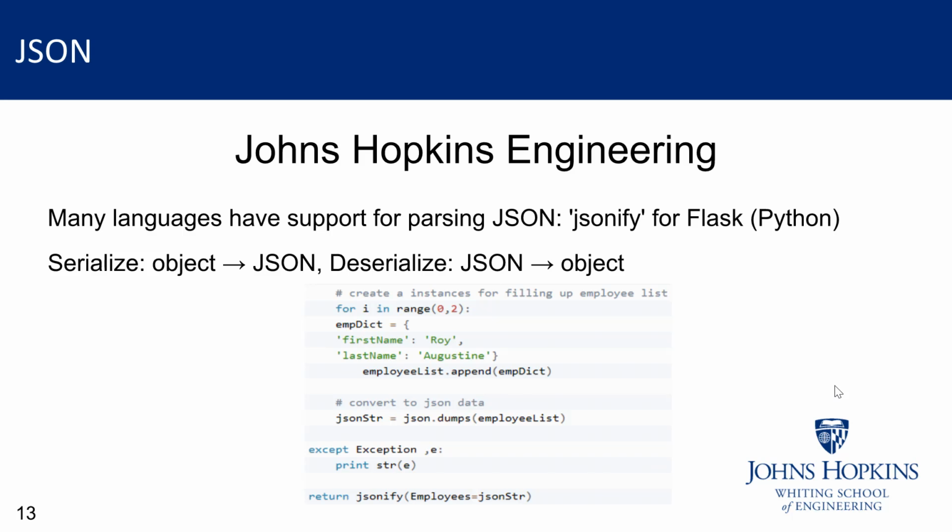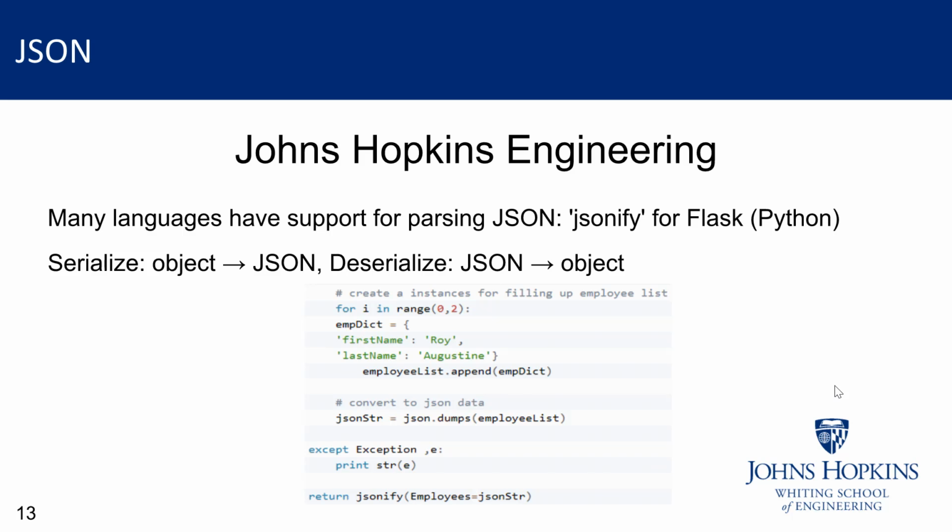JSON has the advantage that it's much lighter weight than XML, and its schema, since it's just a bunch of key value pairs or key to array pairs or arrays of key value pairs, it's much lighter weight and much more flexible. So one of these libraries is called JSONify, and JSONify is a library in a web framework called Flask, which is written in Python. And that's something you're going to get a chance to get some experience with. You're actually going to write a web service in this week's assignment.